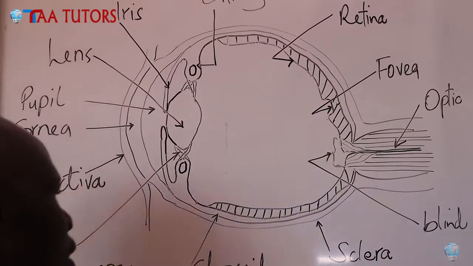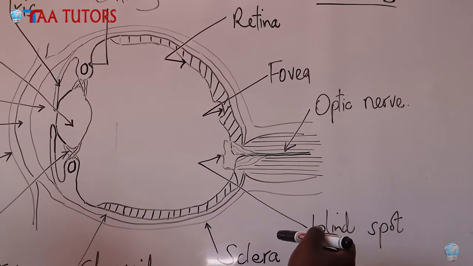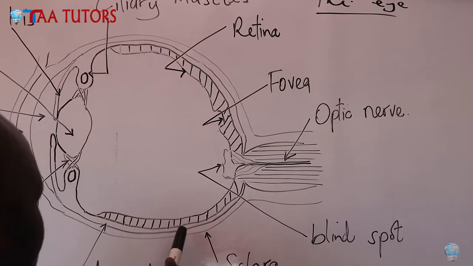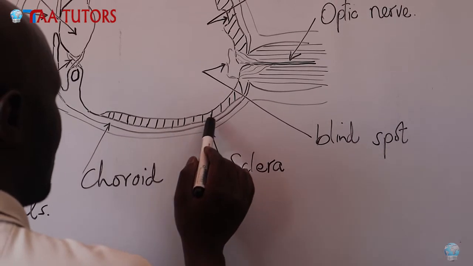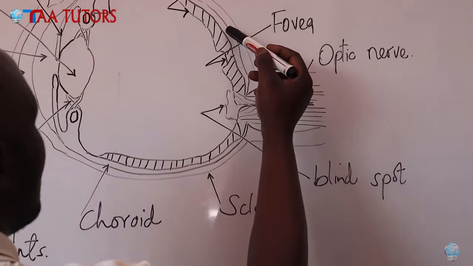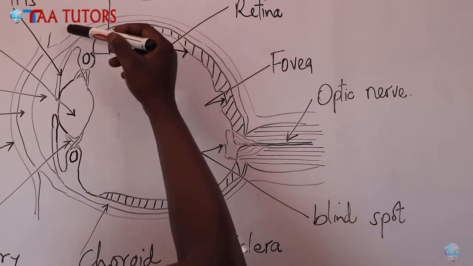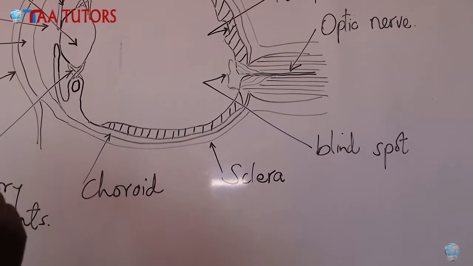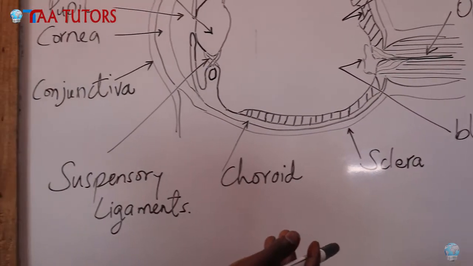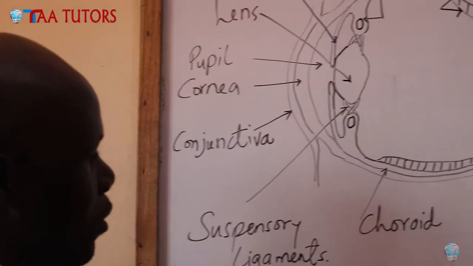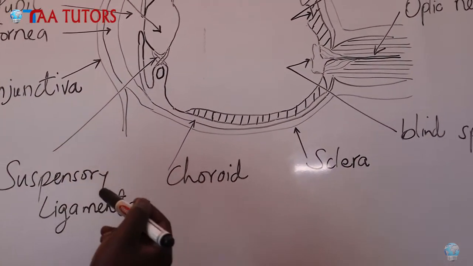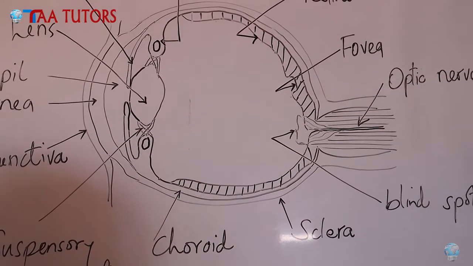Then I want to go to the next layer, going from inside to outside. After the sclerotic layer, there is this other part that goes around the inner part here, which we call the choroid layer. Look at it, it goes all the way around. Now, this choroid layer is made up of very many cells, or pigments, and blood vessels. Why do we have those materials there?